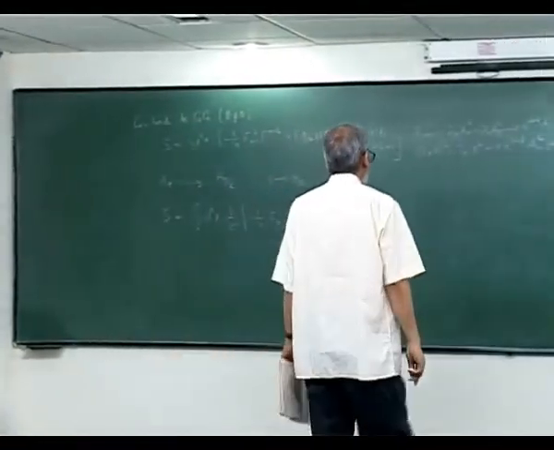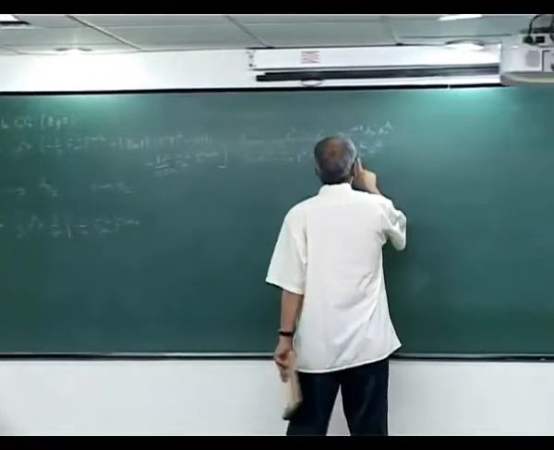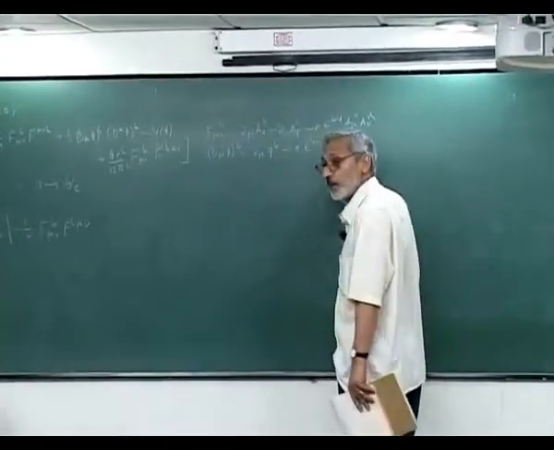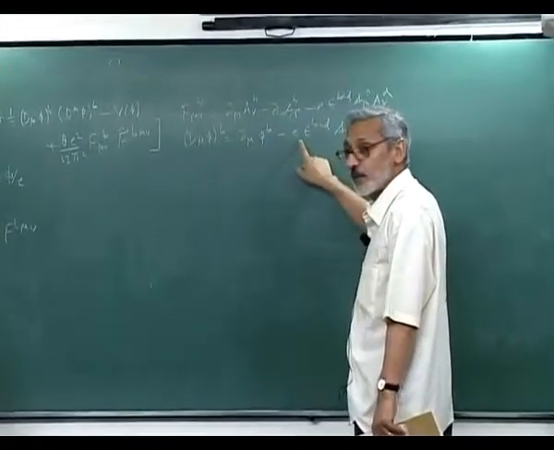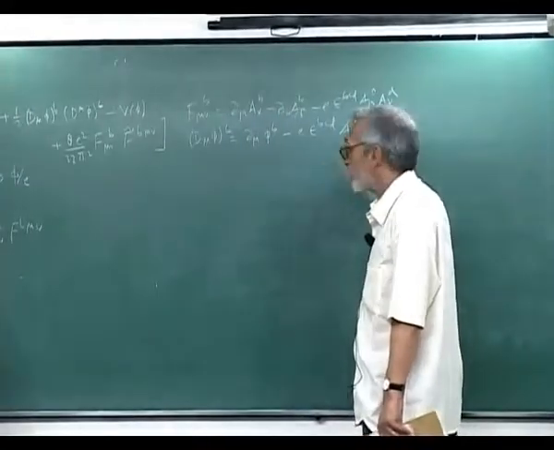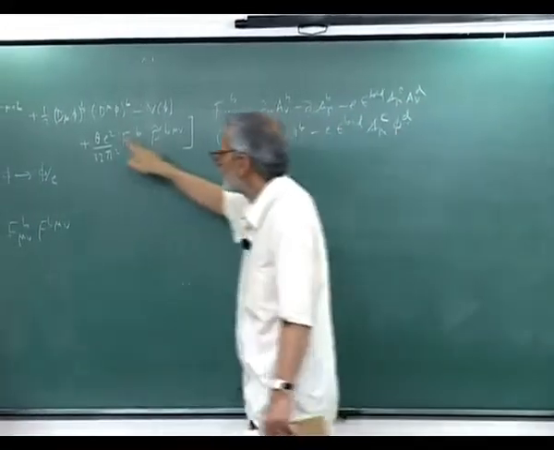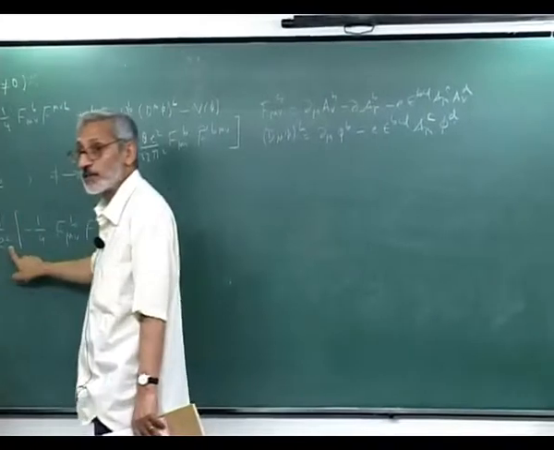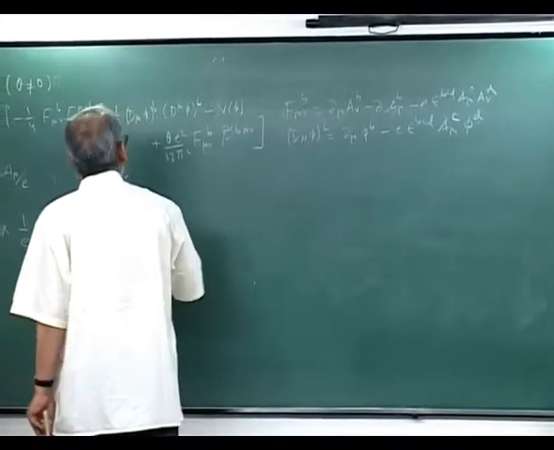Now when I do that, this has a 1/e, that cancels this, but there is an extra 1/e from this and an extra 1/e there. So even this term has 1/e².